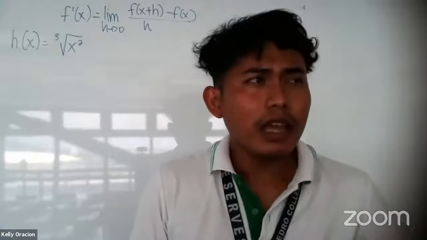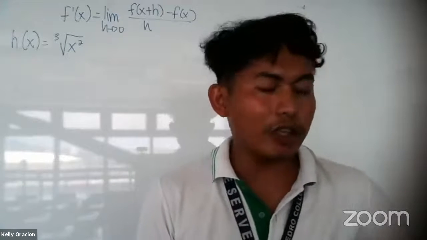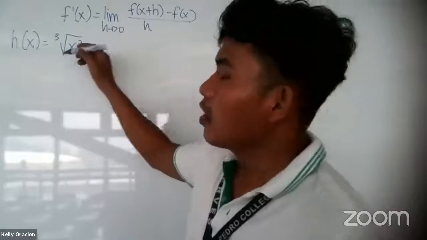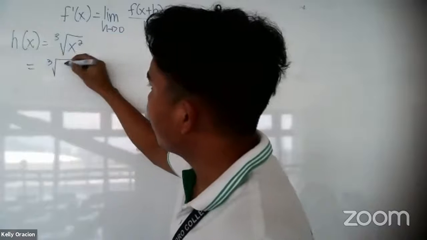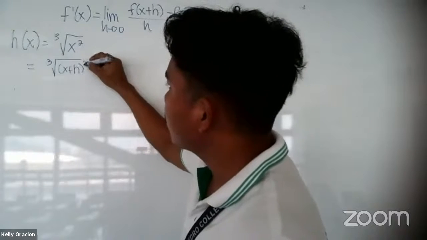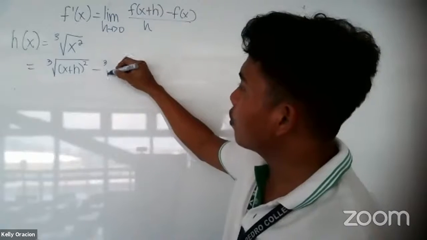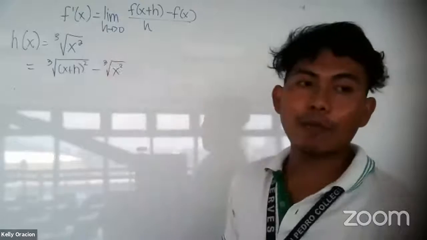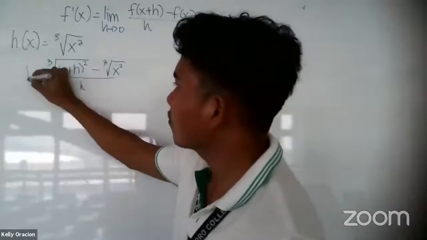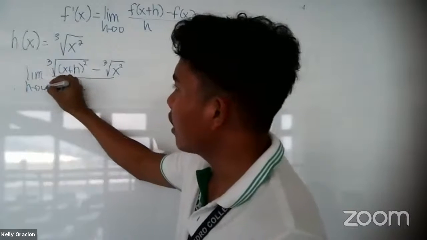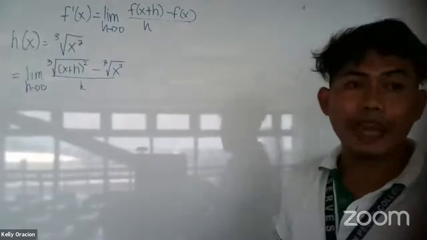Sir, if that's the case, what do we multiply when it's like this? Okay, so this is what will happen. The first or second step is still the same. Cube root of x plus h squared, still the same, minus the cube root of the given function, all over h, as h approaches 0. So this is the difficult part because it's cube root.